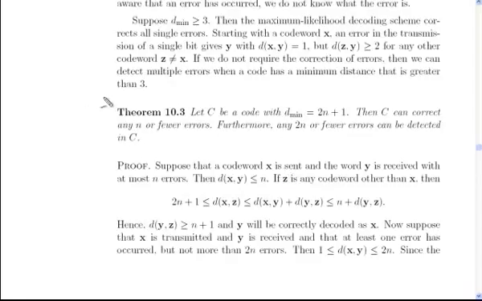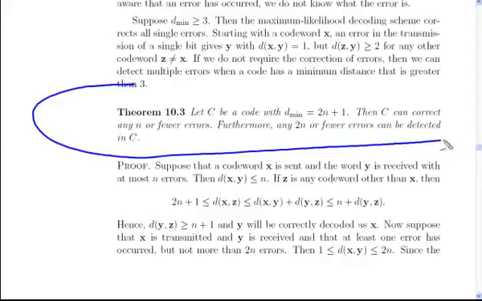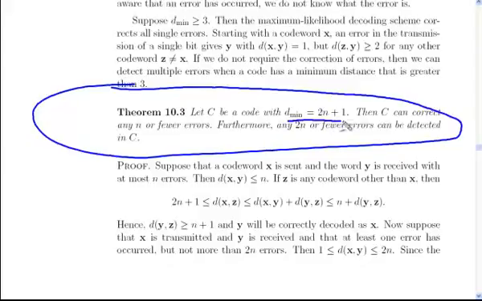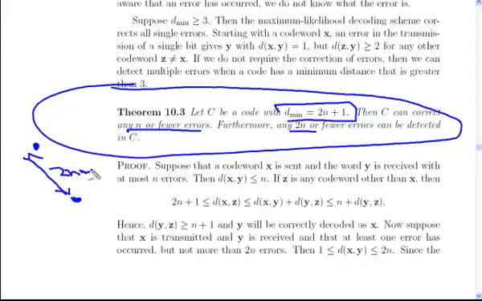Okay, you can read through the discussion. The upshot is this. Let C be a code where the minimum distance is 2n plus 1. Then C can correct any n or fewer errors. Furthermore, if any 2n or fewer errors occur, then they can be detected. And there's a very simple proof of this. Suppose you have, let me represent the 2 code words like this. The distance between them is 2n plus 1. All right, to be continued.